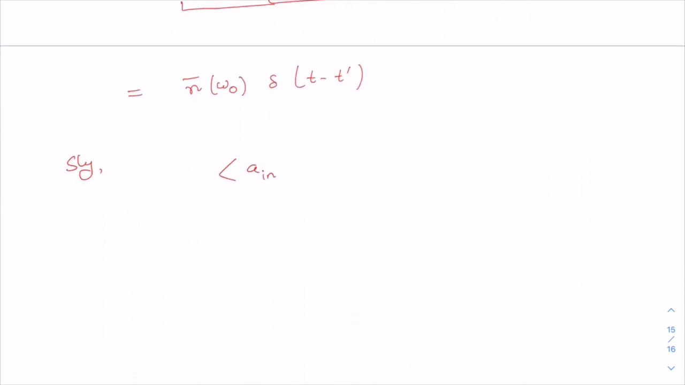We can show the other one also, that is a in dagger at some different time t dash. This autocorrelation function in a similar way you can work out, and you can show that this would be n bar of omega 0, assuming again that the bath occupation number peaks at this cavity frequency. Then you will have this particular expression, delta t minus t dash.